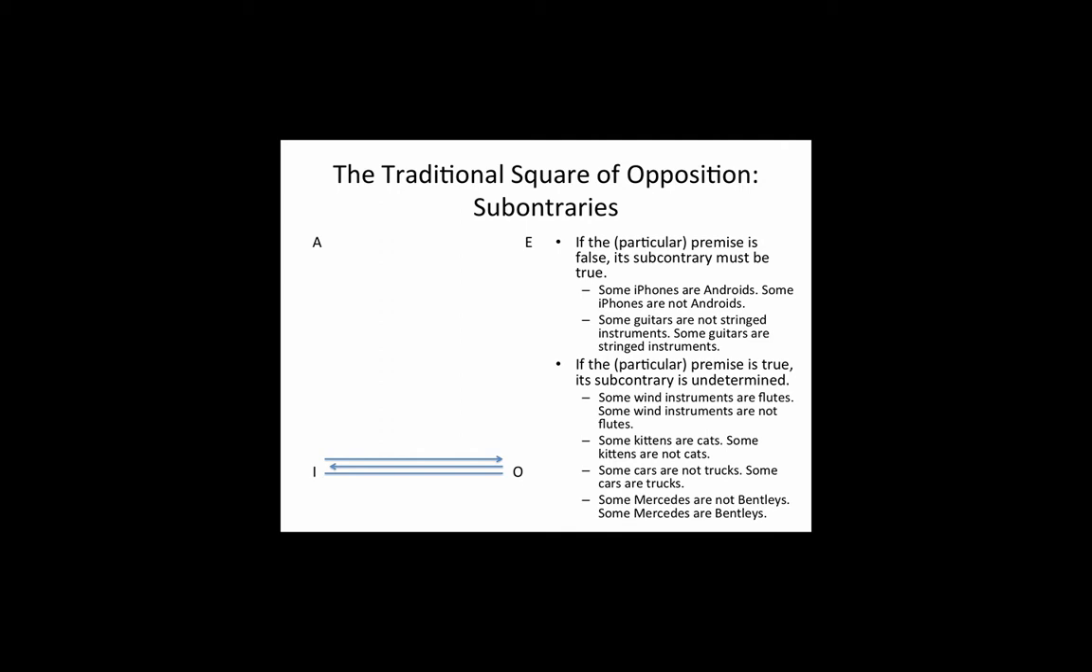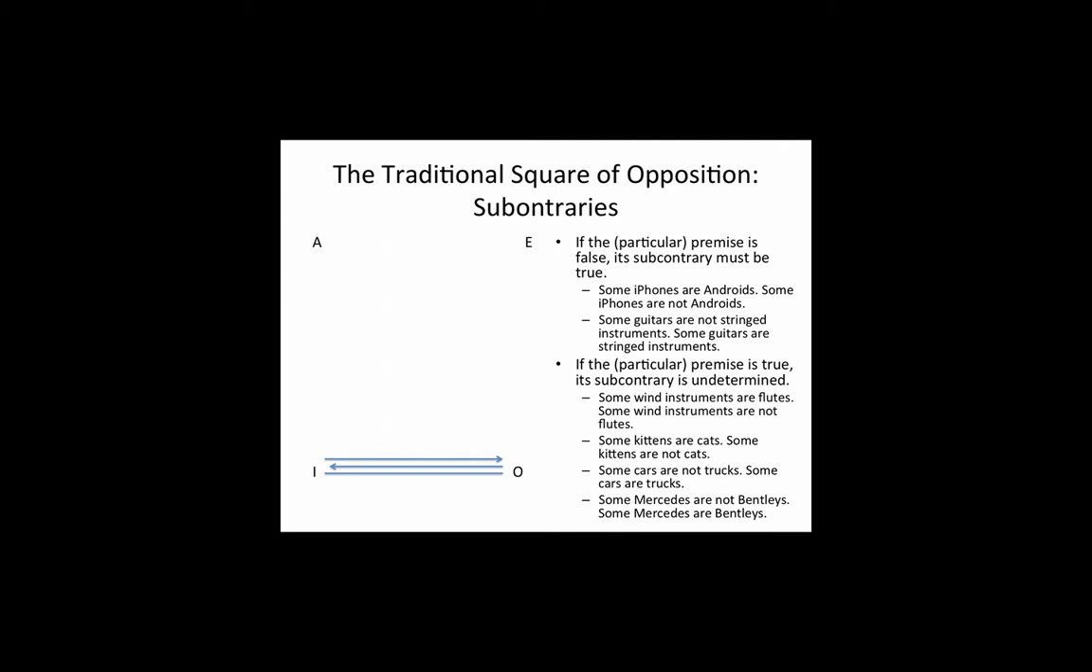So, subcontraries can't both be false, but both can be true. So if an I proposition is false, look at the top bar, the first arrow. If the I proposition is false, the O must be true. If the O proposition is false, the I must be true. The O to I inference is your second arrow and the second bar, if you will, in the series.